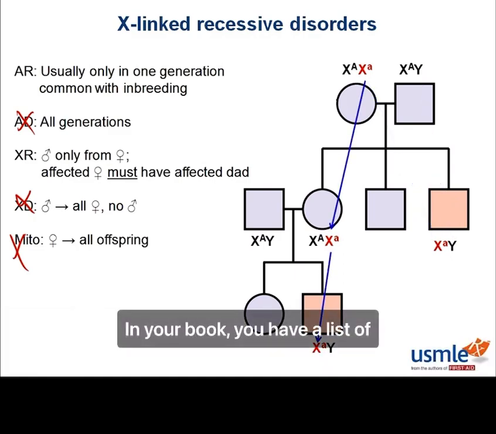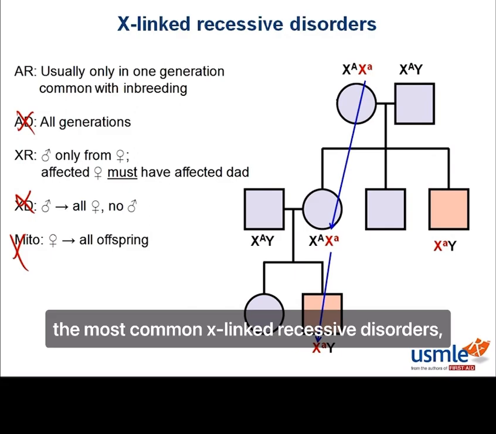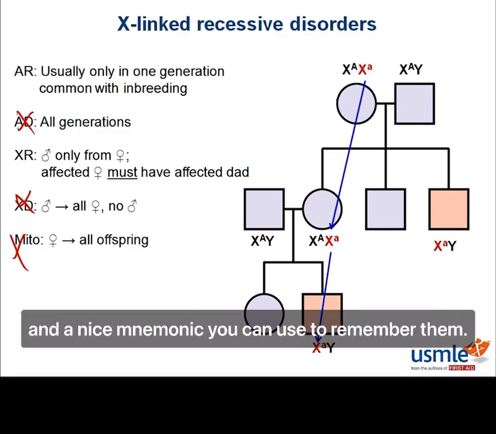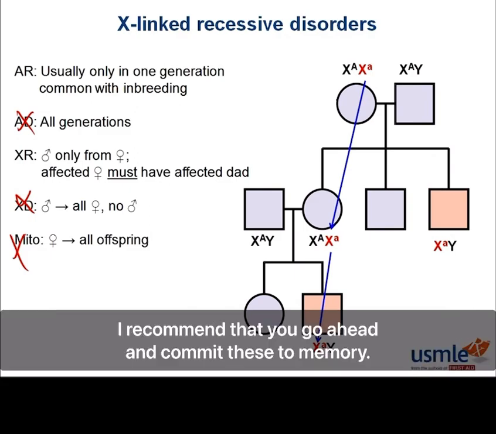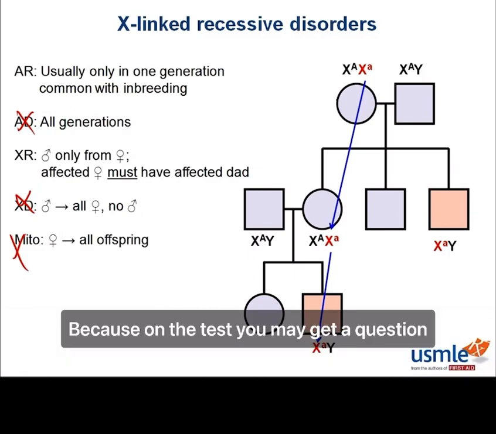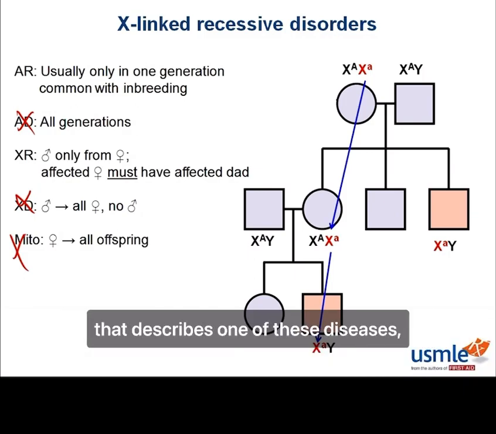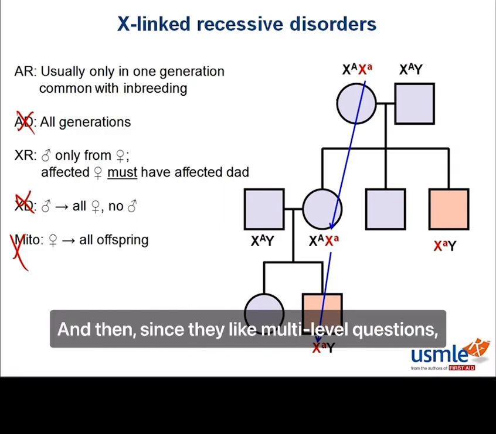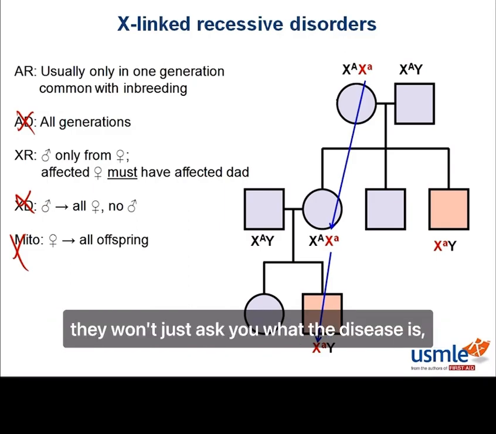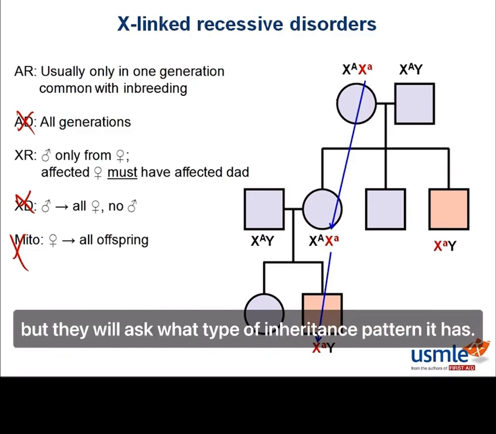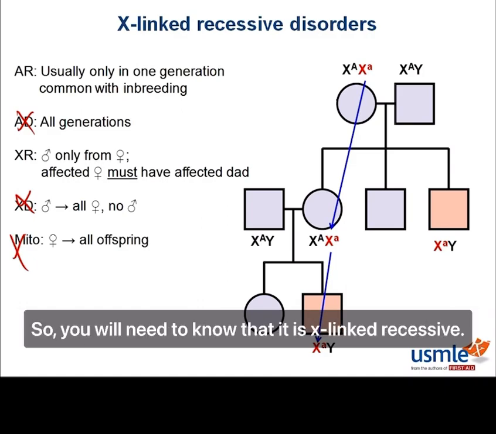In your book, you have a list of the most common X-linked recessive disorders, and a nice mnemonic you can use to remember them. I recommend that you go ahead and commit these to memory, because on the test you may get a question that describes one of these diseases, like Hunter syndrome, and then since they like multi-level questions, they won't just ask you what the disease is, but they'll ask you what type of inheritance pattern it has. So you'll need to know that it's X-linked recessive.